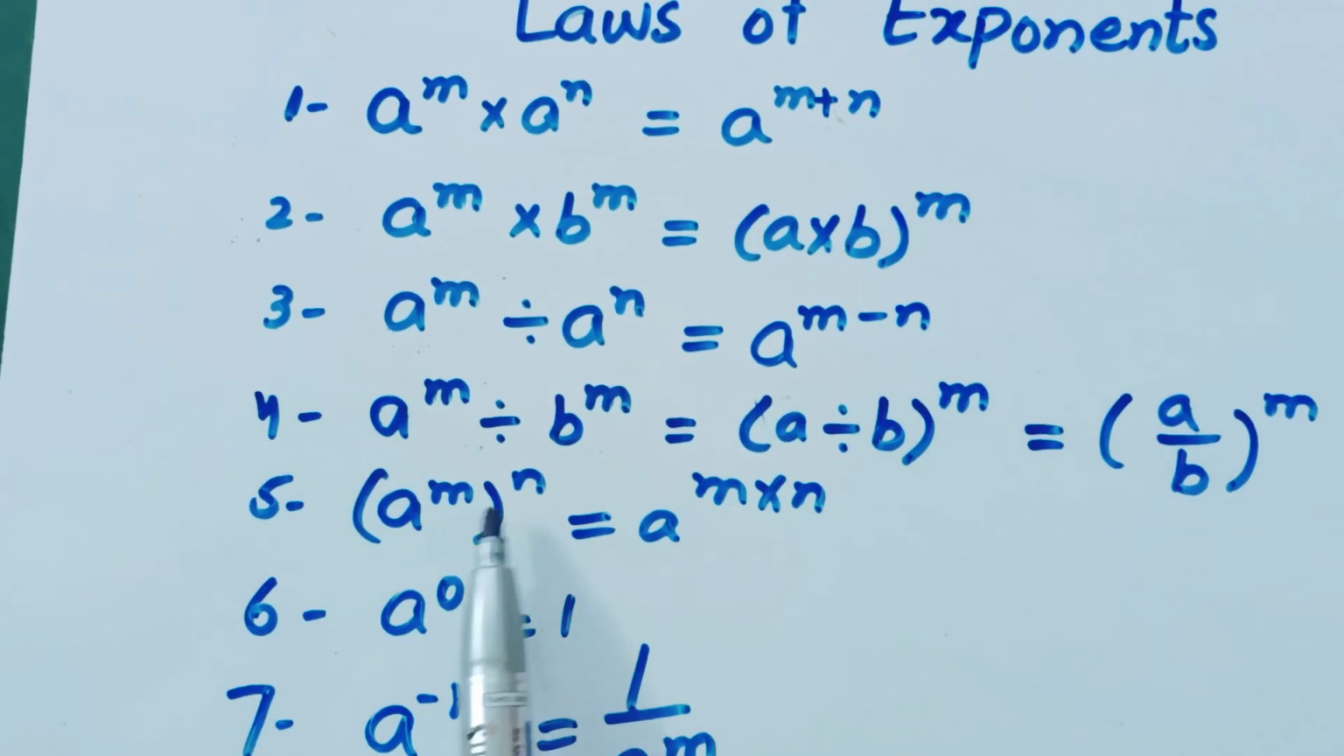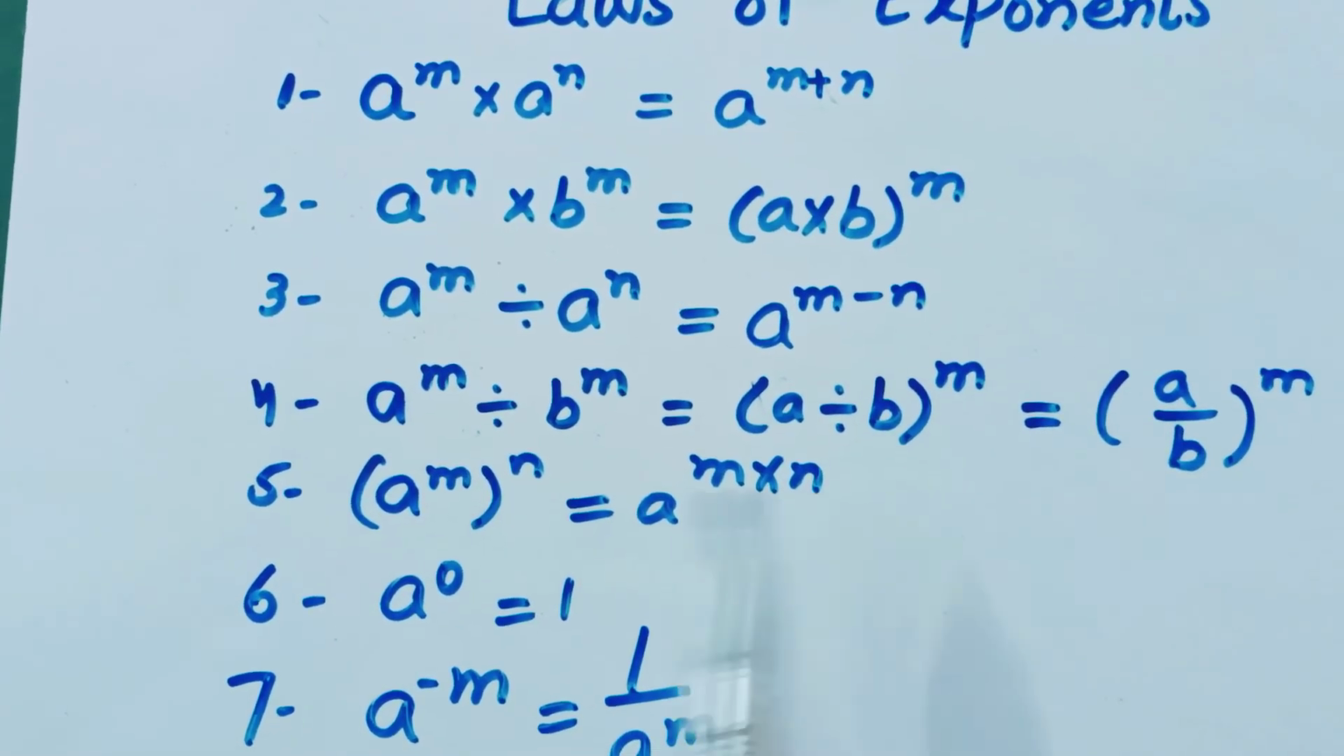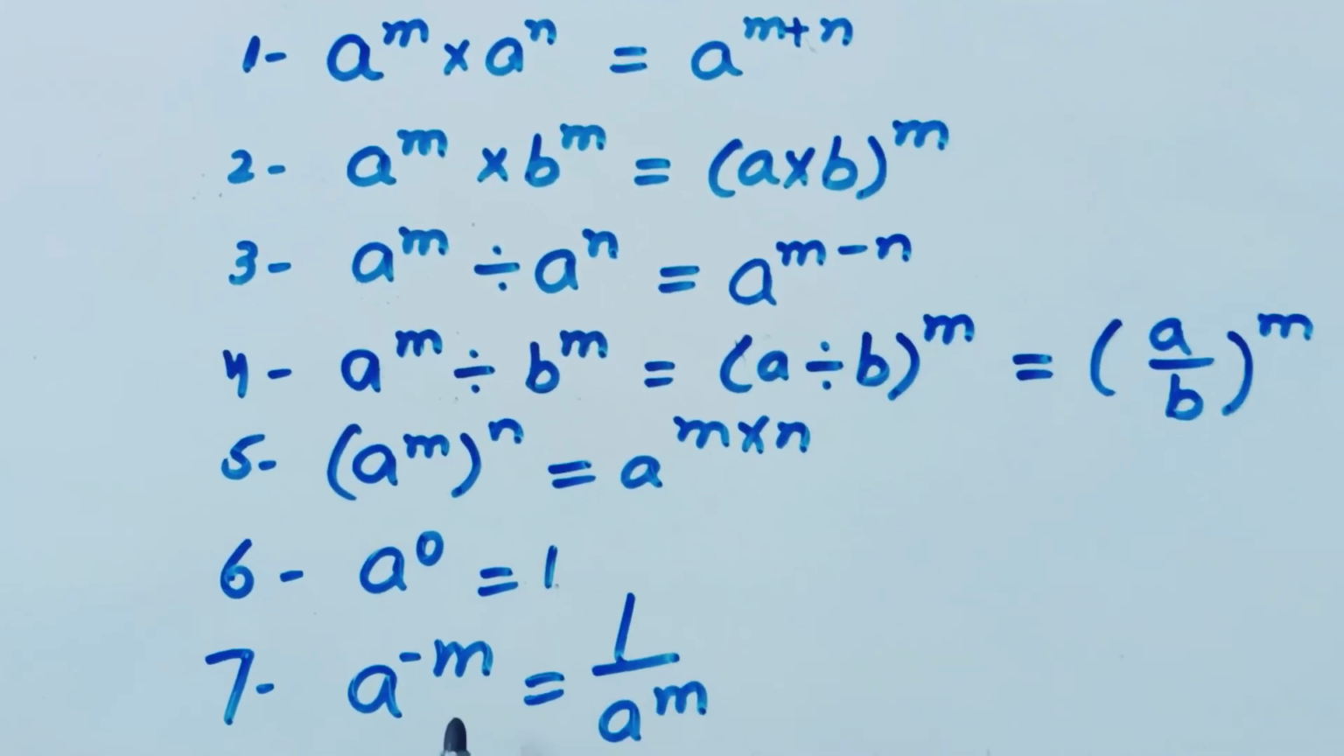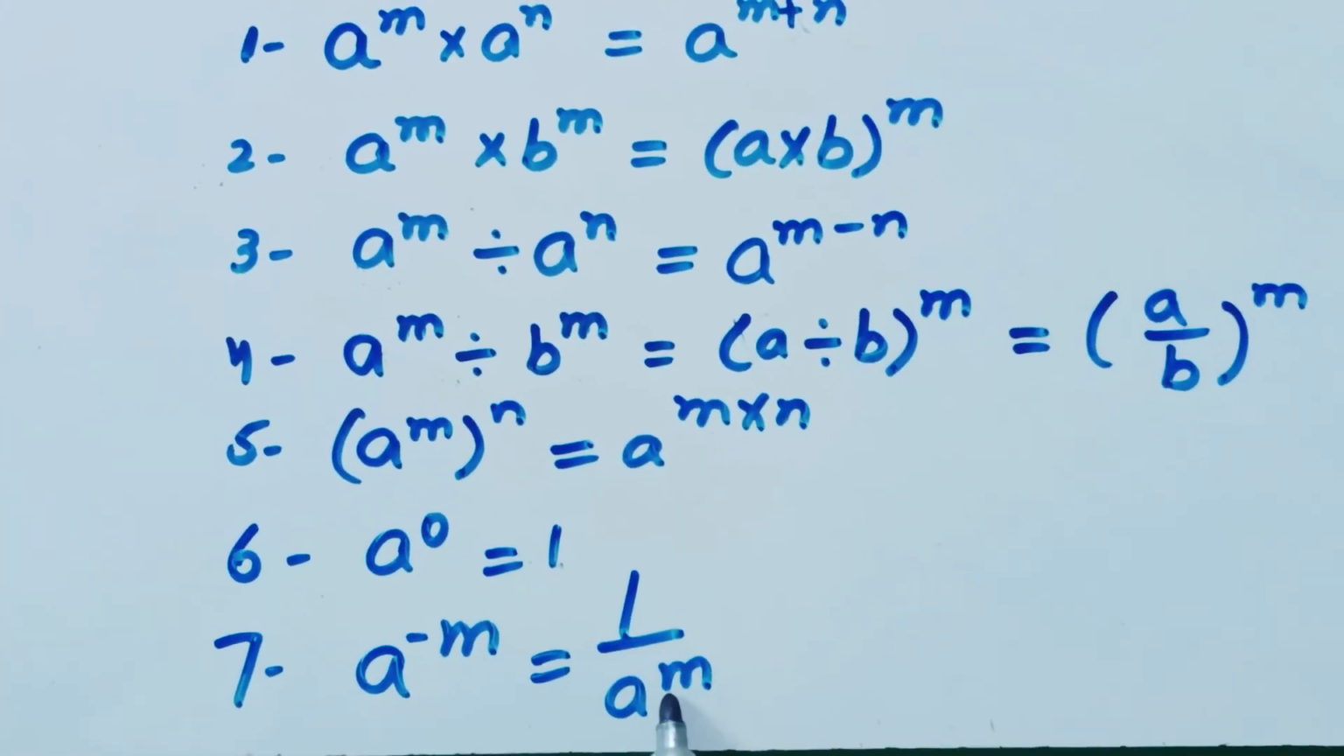The fifth law is power of power, where we simply multiply the powers. If we have power 0, then it will always be equal to 1. In negative exponent, we will take its inverse.